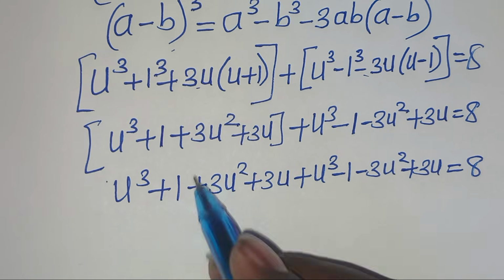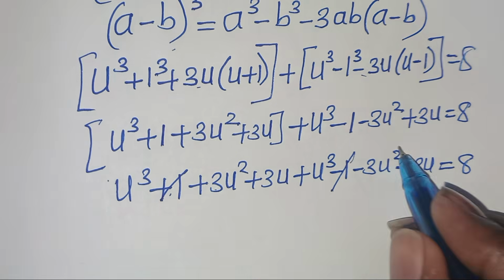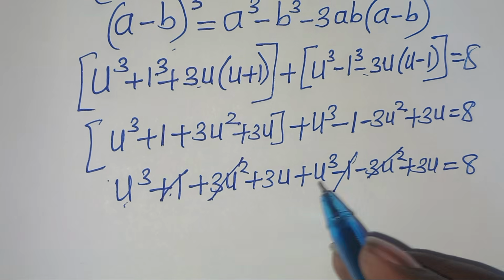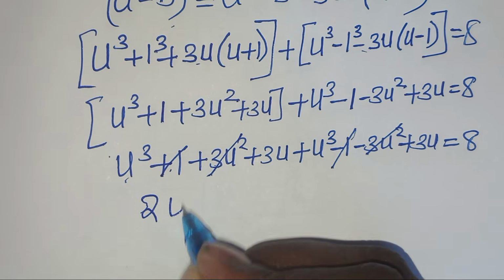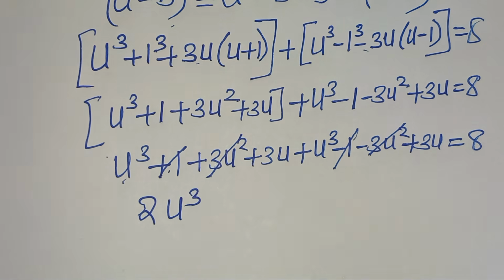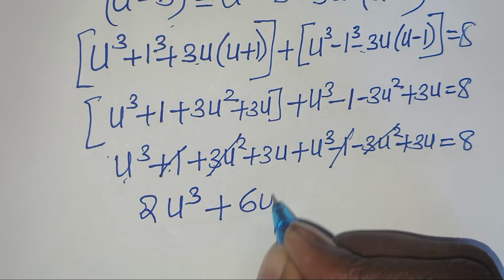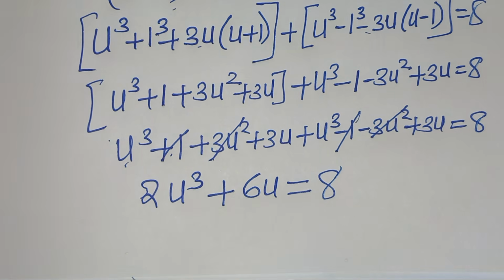So we have plus 1 minus 1. This simplifies. 3u squared minus 3u squared also simplifies. Then we have u to the power of 3 plus u to the power of 3, which is the same thing as 2u to the power of 3. We have 3u plus 3u, this is plus 6u. This is equal to 8.